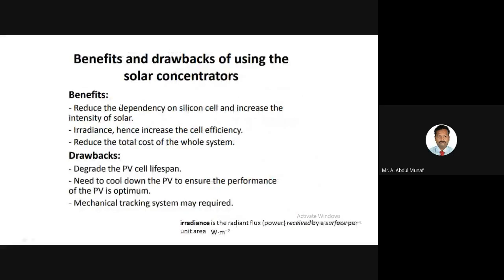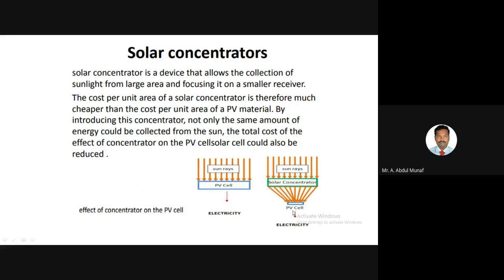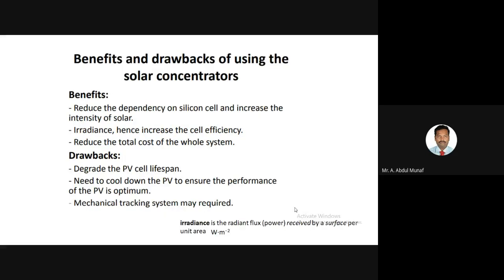Okay, அடுத்து பெனிஃபிட்ஸ் பாருங்க. பெனிஃபிட்ஸ் ஆஃப் சோலார் கான்சன்ட்ரேட்டர் அண்ட் ட்ராபேக்ஸ். In benefits, they are telling that reduce the dependency of a silicon cell and increase the intensity of solar. இப்போ இந்த செகண்ட் டயக்ராம் பார்த்தீங்கன்னா பிவி செல் சின்னதாக இருக்குது. அப்போ பிவி செல்குள்ள என்ன இருக்குது? சிலிக்கான் இருக்குது. அப்போ பிவி செல் சின்னதாக இருந்துச்சுன்னா சிலிக்கானும் கம்மியாக தான் இருக்கும். அதான் அதை ஒரு அட்வான்டேஜாக சொல்கிறாங்க: reduce the dependency on silicon cell and increase the intensity of solar.